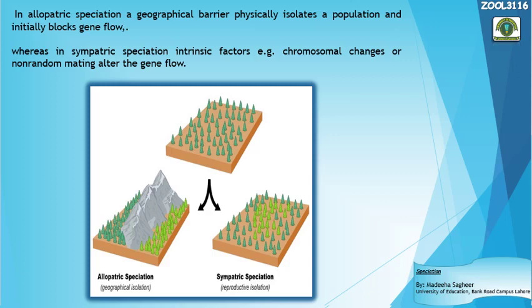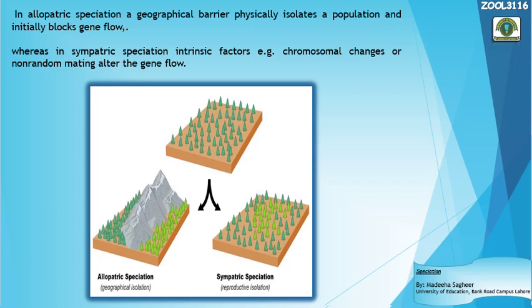Now we can read it that in allopatric speciation, a geographical barrier physically isolates a population and initially blocks gene flow. Gene flow, which I have told you many times, is the transfer of genes or genetic material between the populations. This is what is known as gene flow. So when there is a blockage in the gene flow, this will lead to speciation.